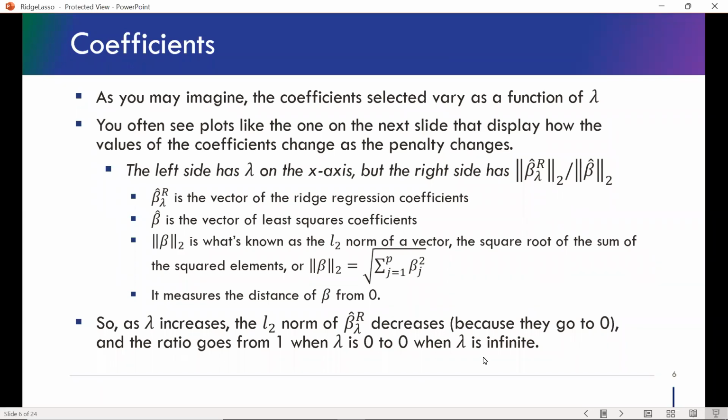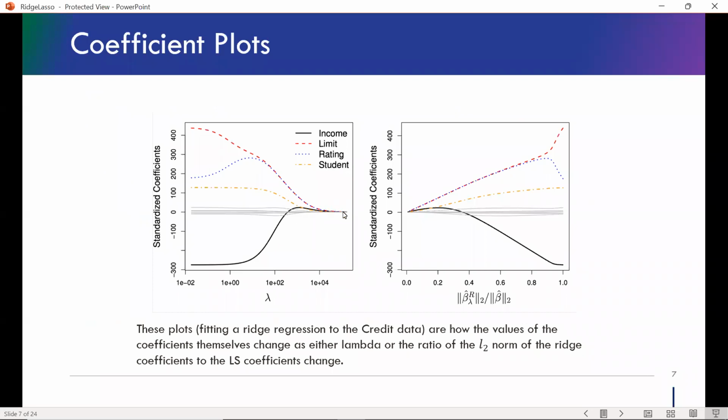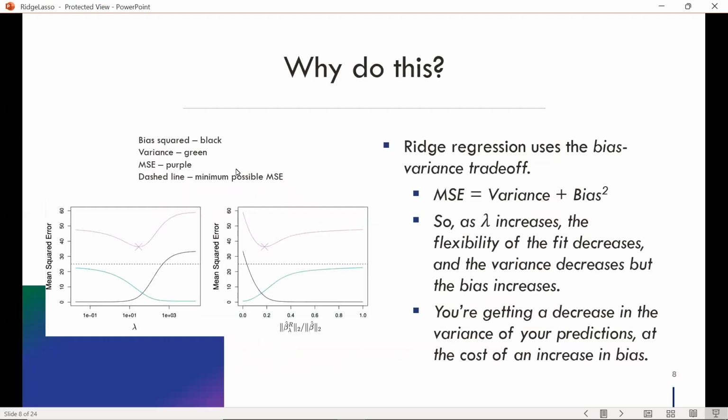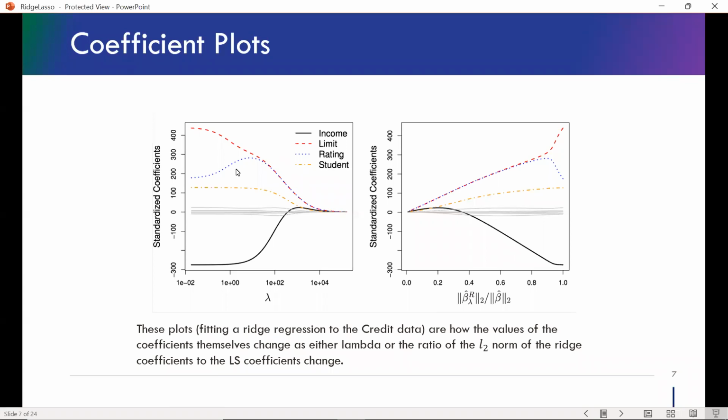And when lambda goes to infinity, everything goes to 0, right? So those beta lambda r are basically 0, and this ratio would definitely be 0. Okay. I like the one on the left better. It just shows you how the tuning parameter would impact the coefficients, like how many coefficients are really important in the model, when they have big coefficients.